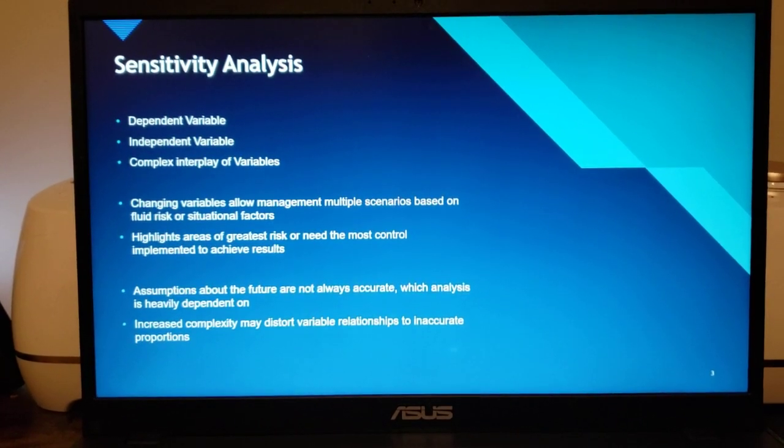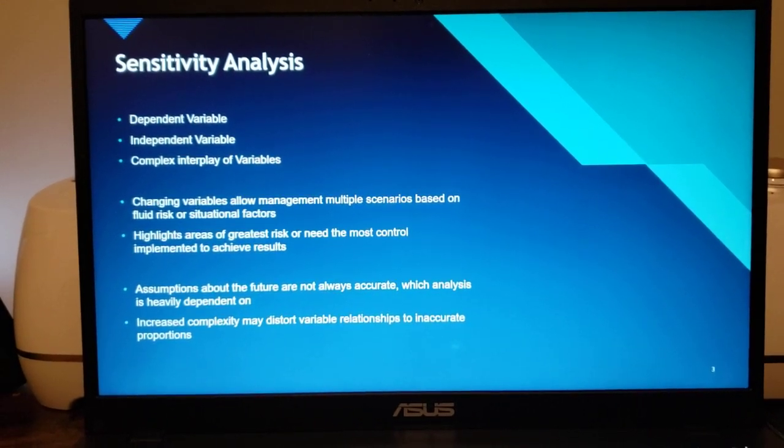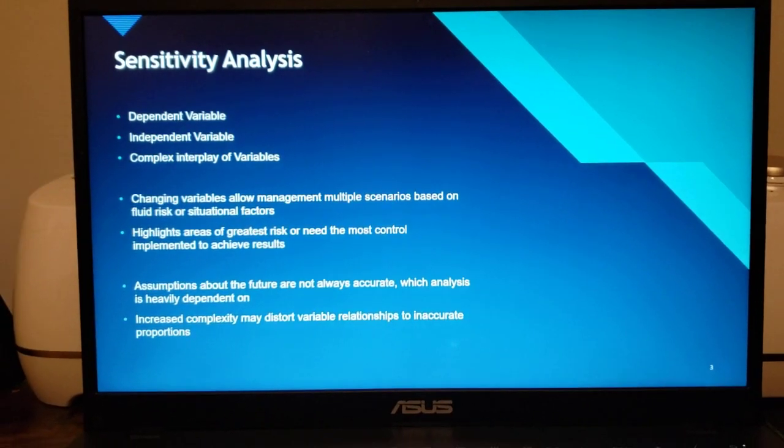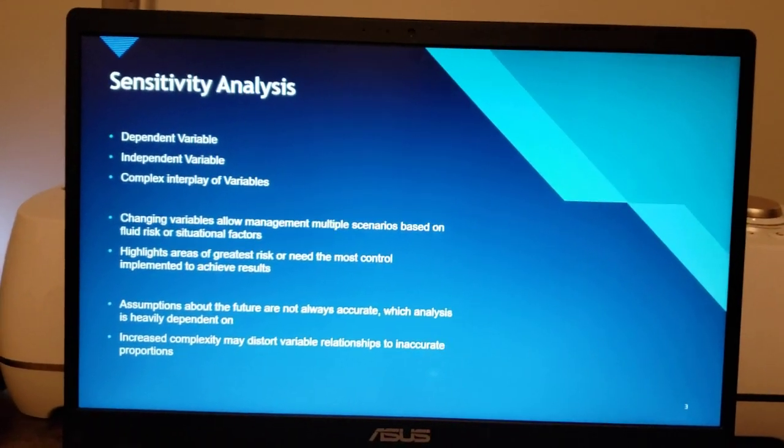Increased complexity may distort variable relationships to inaccurate proportions. So the more variables that you throw in, the more complex you make it. That might change it so that way it's not accurately representing what that relationship is.